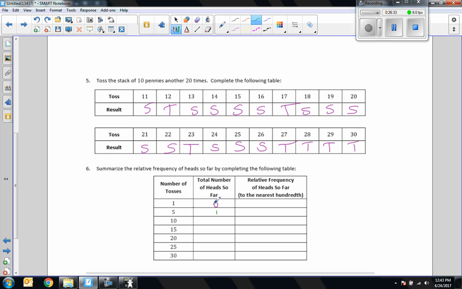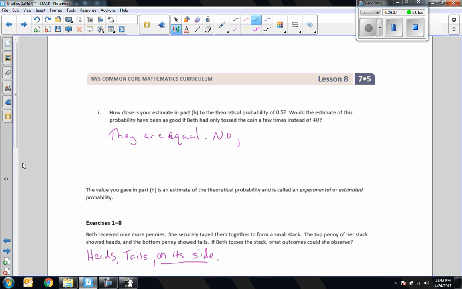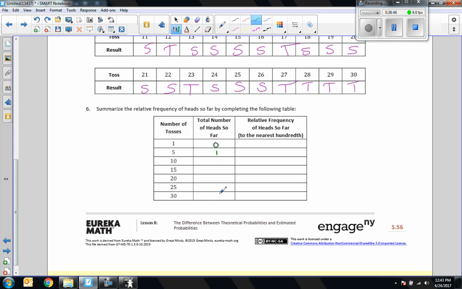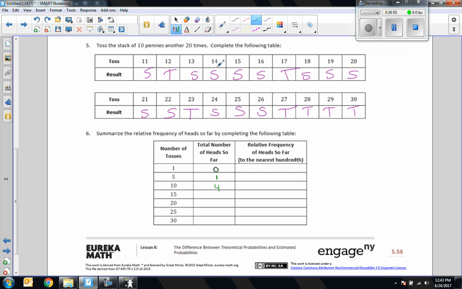So let me just change color here. 0 and then 1. And then I go back to 10 tosses, and that is right here. I had 4. Okay, and then 15 tosses is right here. I had no more heads ever, so I can just go like this: 4, 4, 4, 4. That's easy.